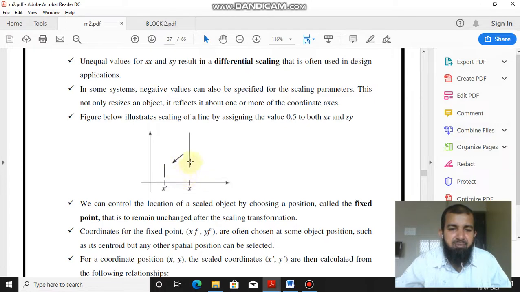Previously it was here, then it comes here, and it changed in the x direction and also in the y direction. It also decreases here.